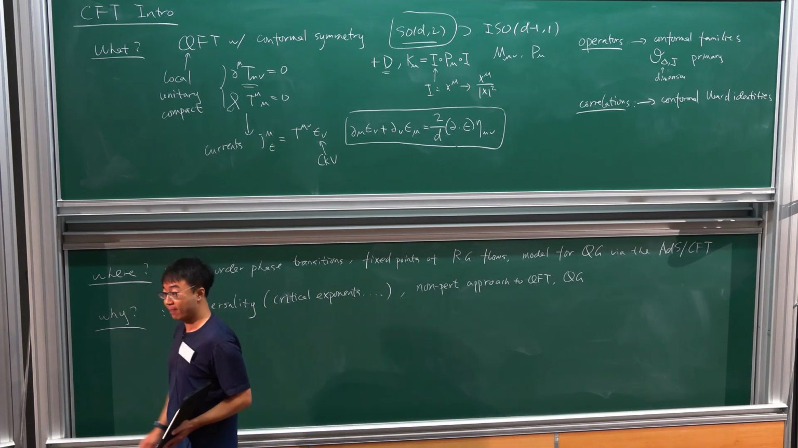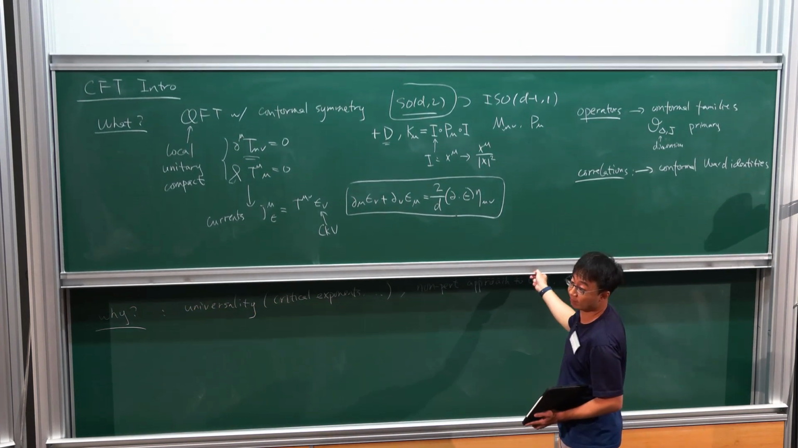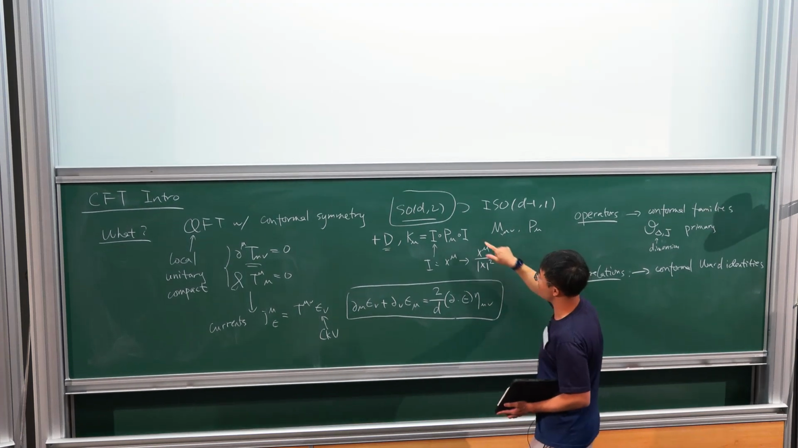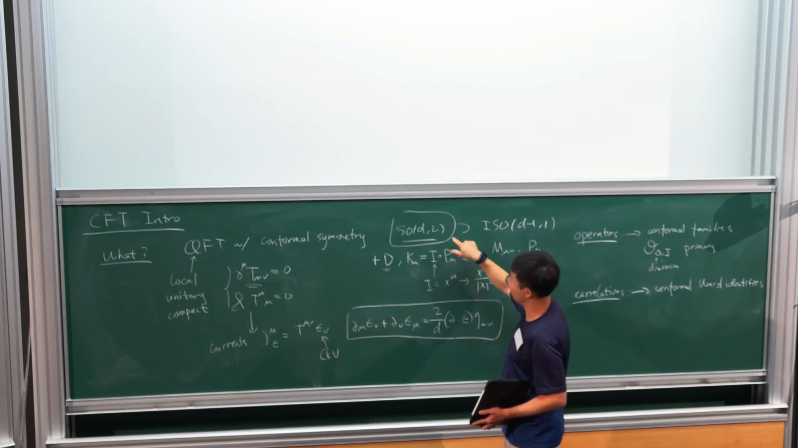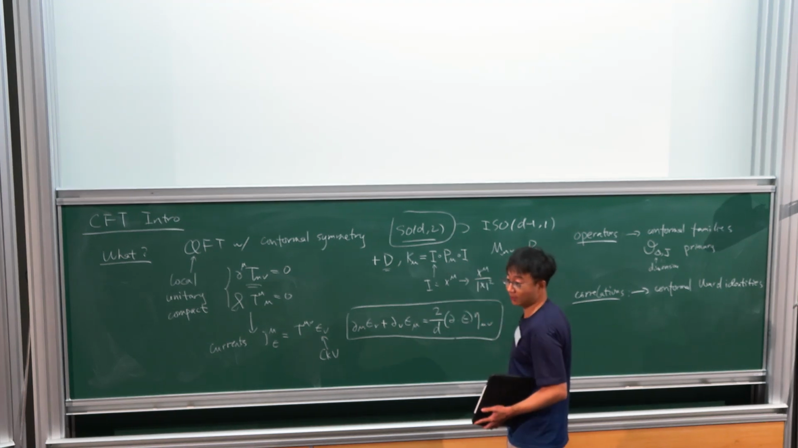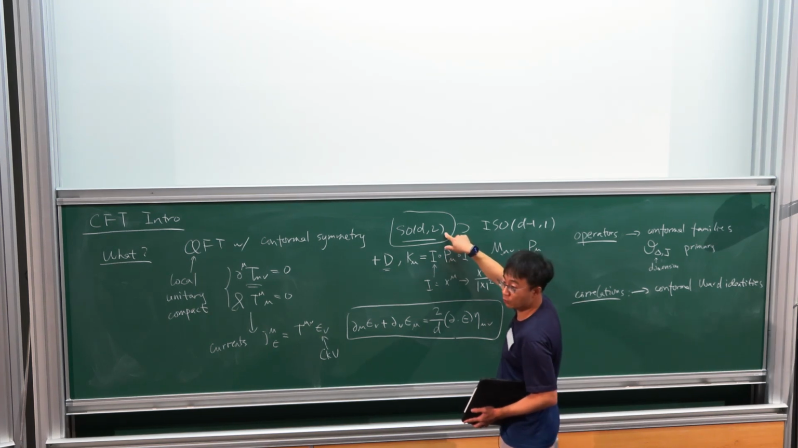Question about the inversion symmetry? Yes. So you have this inversion symmetry. That inversion symmetry is a discrete part of this. Strictly speaking, inversion is not inside SO(d,2) because it changes orientation. That's right, so this is not connected to the identity. It's not connected. So strictly speaking, you have to enlarge this group to include inversion.